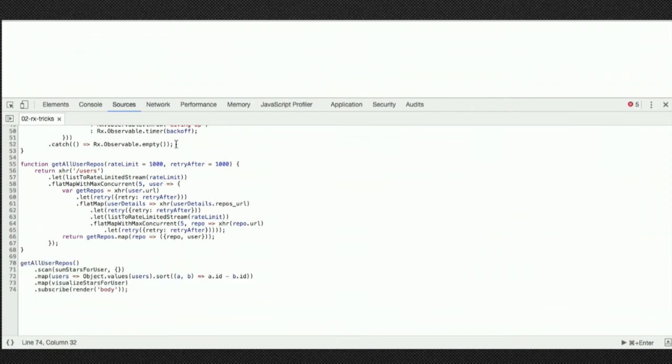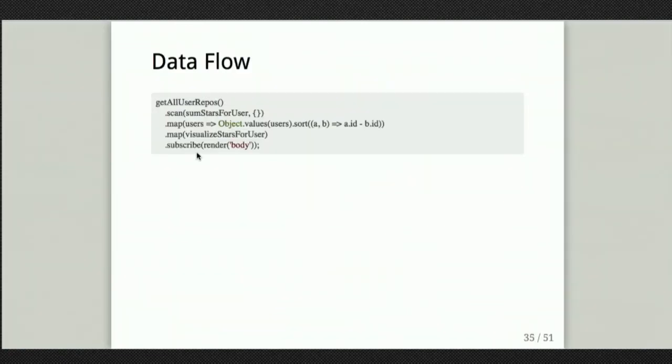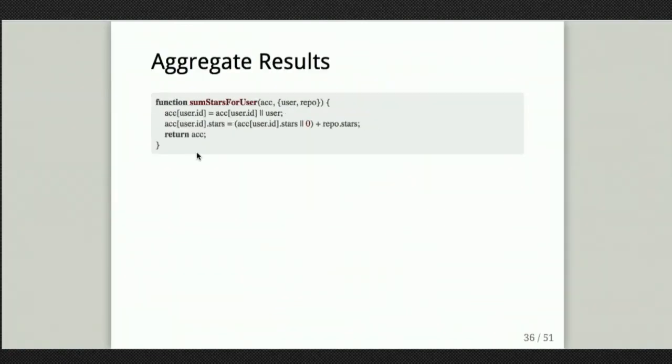So there's that pipeline. Of course, we're missing a few of these functions, so let's take a look at them, see what they're doing. So we're going to aggregate some results, right? And it's really just as simple as this. We're going to hang on to each user. For each repository that comes through this function, we're going to sum the stars with the last one that we saw. This is just a regular old reduce operation.